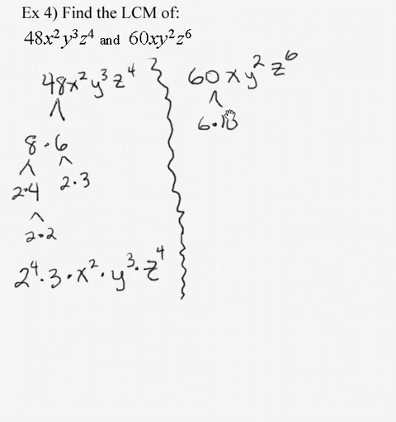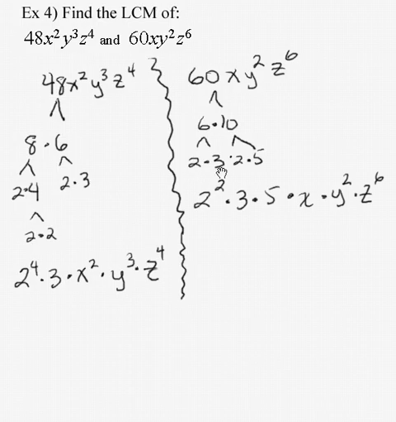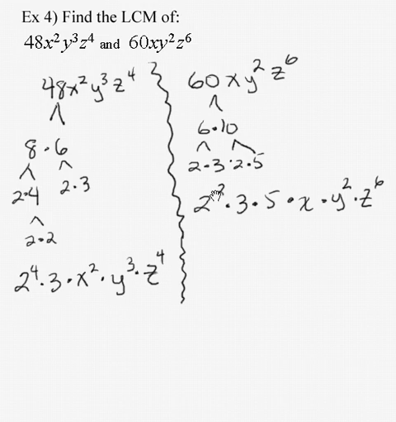60 we could think of as 6 times 10. 6 could be factored as 2 times 3. 10 could be factored as 2 times 5. So the 2 occurs twice. We have 2 squared. Then we have a 3. Then we have the 5. That's the prime factorization of 60. For the variables, it's going to be x, y squared, z to the 6th.